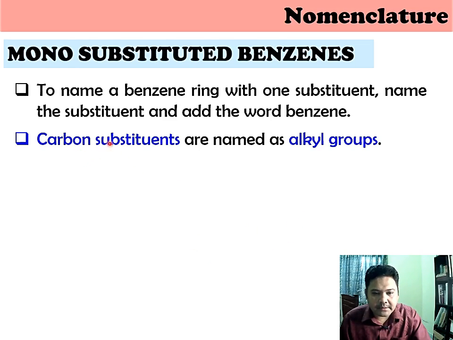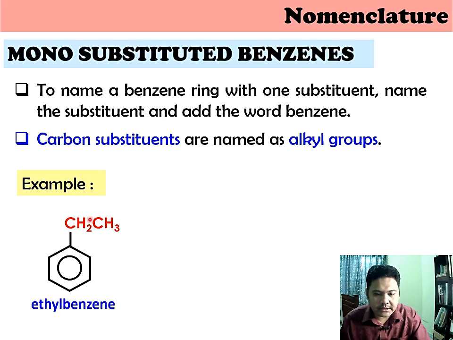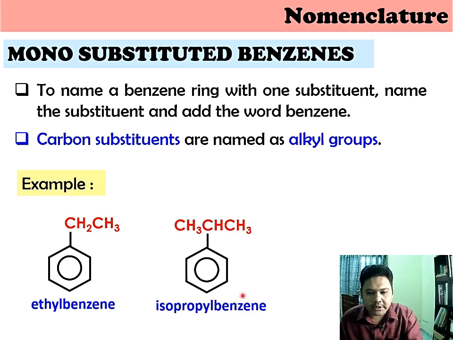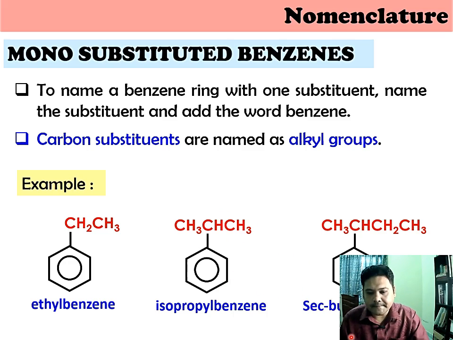The carbon substituents are named as an alkyl group. For example, this one is ethyl, and this one is a benzene ring, so the name is ethylbenzene. Ethyl is the substituent and benzene is the parent name. The second one is isopropylbenzene. Isopropyl is the one substituent, and benzene is the parent. And the third one is secondary butylbenzene.